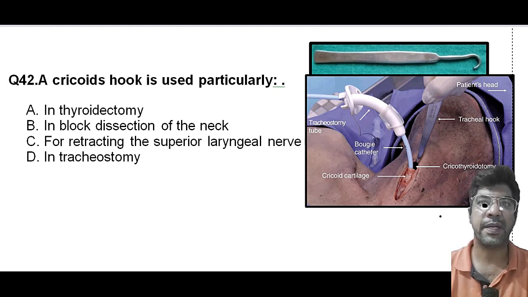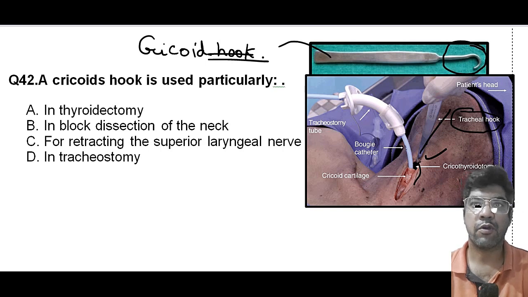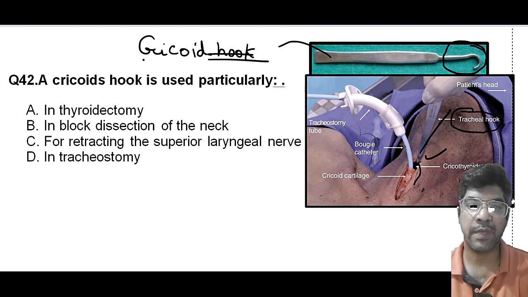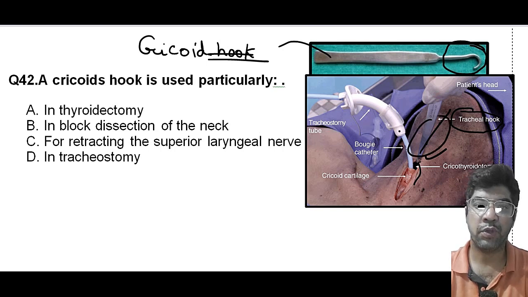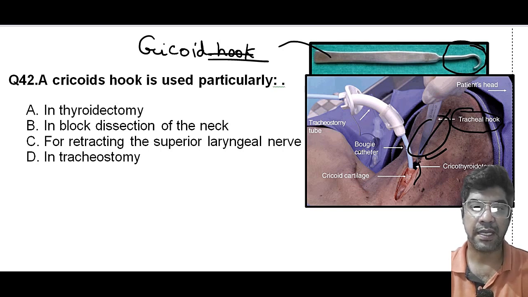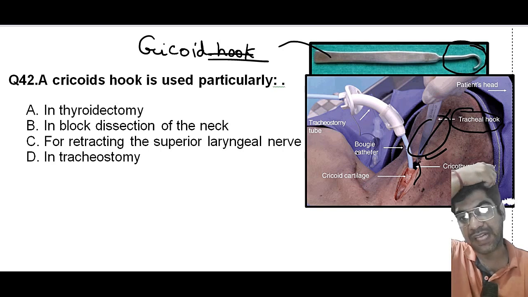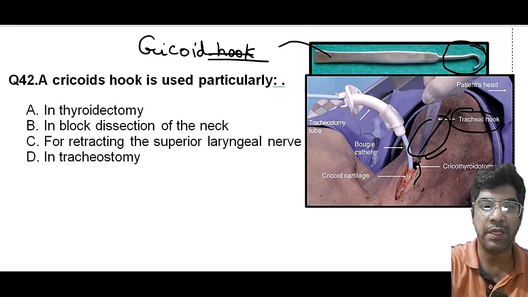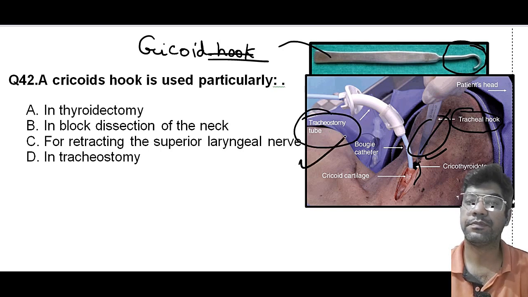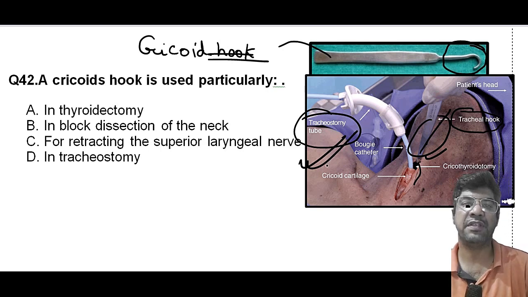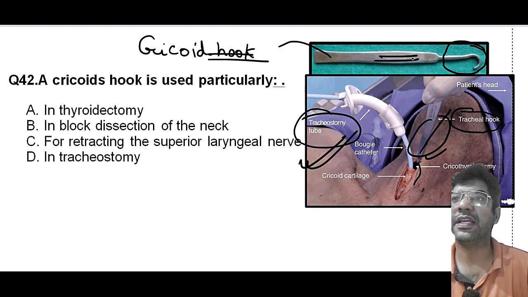The cricoid hook is a surgical instrument that is commonly used during the tracheostomy procedure. It is used to retract and stabilize the cricoid cartilage, a ring-shaped structure in the neck, allowing for precise incision and placement of the tracheostomy tube into the trachea. This instrument helps to prevent injury to the surrounding structures during the surgical procedure. So this one is the cricoid hook.